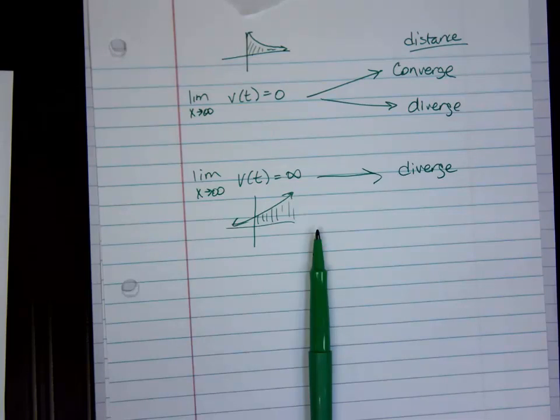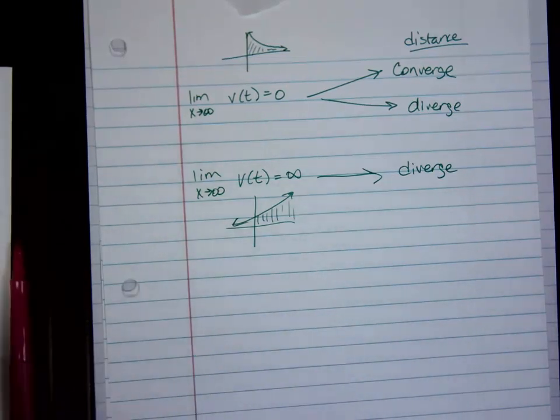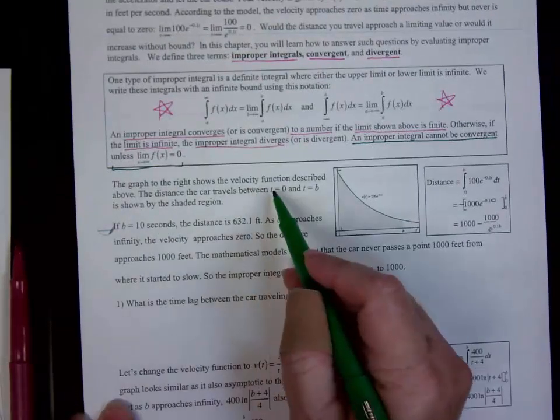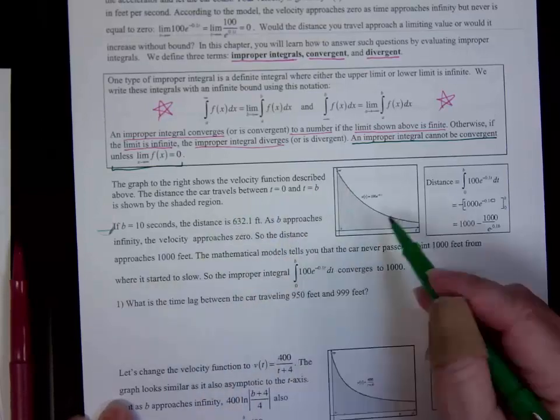All right? So remember that we're looking for the area under the curve, but you're not stopping at a certain point. You're going out forever. Now, is that area approaching a number or is it not? That's the question today. Okay? So let's take a look at this again. The graph to the right shows the velocity function described above. The distance the car travels between 0 and B is shaded in.